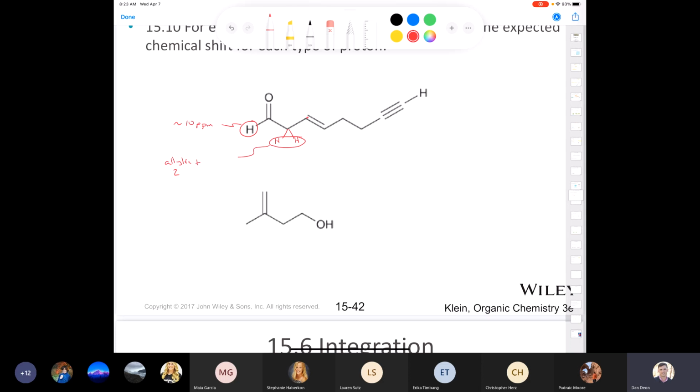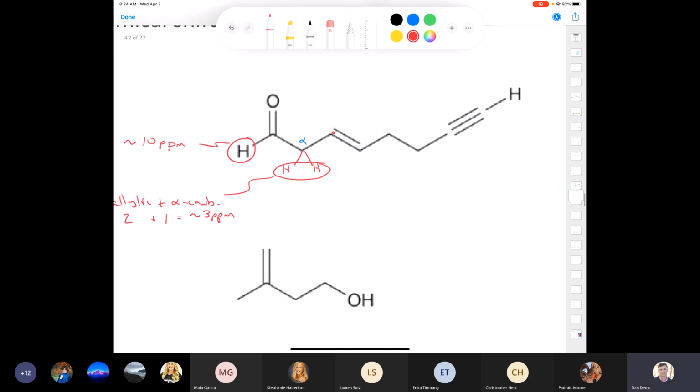But you also notice that it's alpha to the carbonyl, right? It's alpha to this carbonyl here. And we said that the electron withdrawing effect of the carbonyl causes an increase in chemical shift of 1 part per million. So we have alpha carbonyl, I'll just write it like that. So we have 2 plus 1, which is going to give us around 3 parts per million. If we look at this proton here, this is a vinylic proton. So vinylic protons come out around 4.5 to 6.5 parts per million.